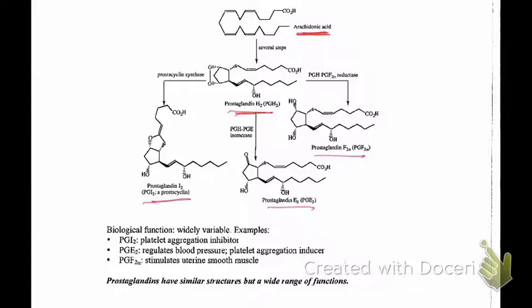The biological function of these is widely variable. They can be used as platelet aggregation inhibitors. They can regulate blood pressure, right, or stimulate muscles as well. So again, similar structures here, but a wide variety of functions. And again, our focus here is understanding the skeletal structure.